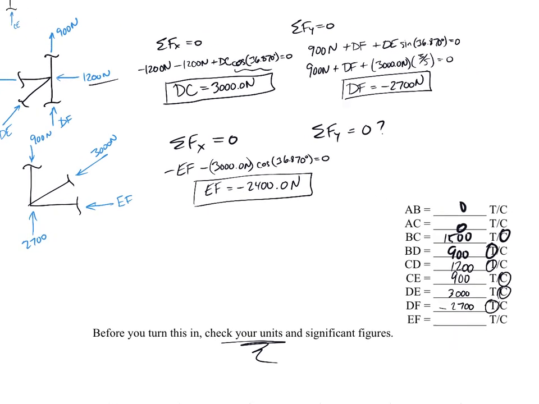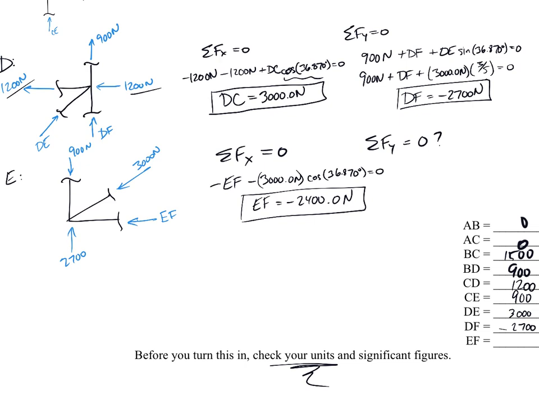And then we're just going to check the vertical because this will be useful. We've got extra equations, so we might as well use them. So I've got negative 900 newtons, that's this one, plus 2,700 newtons.